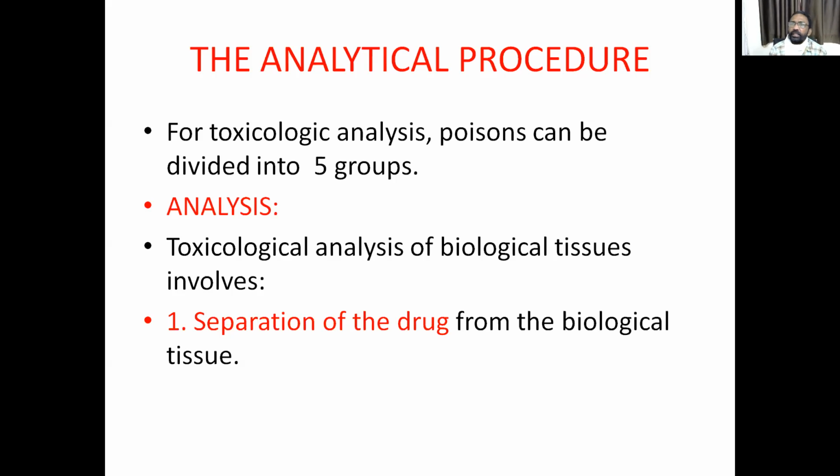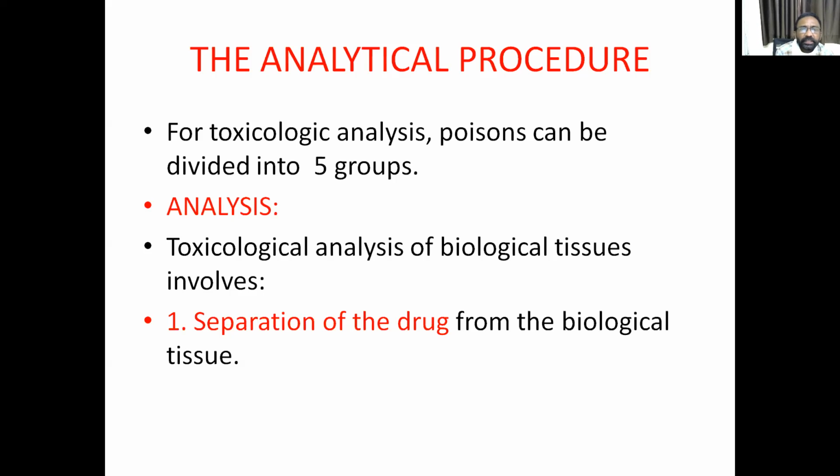First, they will separate the toxic substance from the biological tissue. Step 2, they will purify the toxic substance from the derived material. Step 3 is chemical analysis, the detection of the poisoning substance. That means separation of the poisonous substance from the biological tissue, purification, and detection of the specific poison by chromatography, gas chromatography, thin layer chromatography, all those methods.